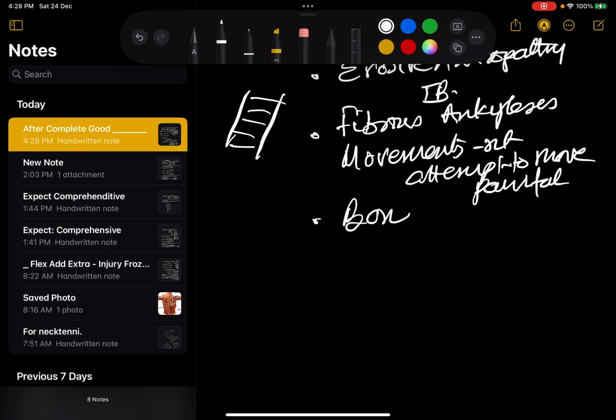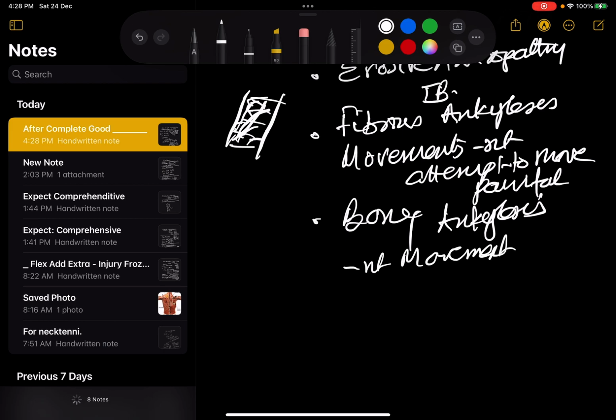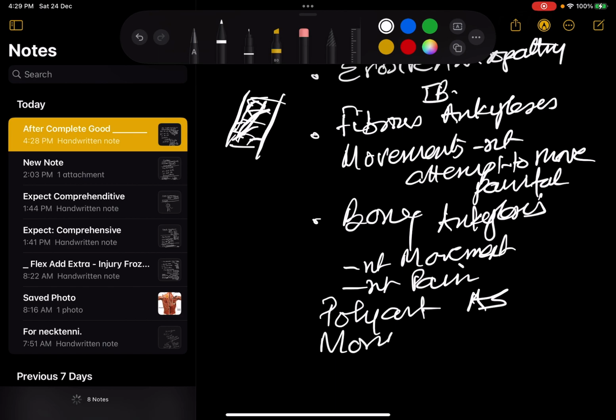And the third stage is when there is bone between the two articular surfaces. There is bone. So this is bony ankylosis. Here there is absent movement and absent pain. Now, bony ankylosis, if it is polyarticular, is ankylosing spondylitis. If it is monoarticular, it is septic arthritis.